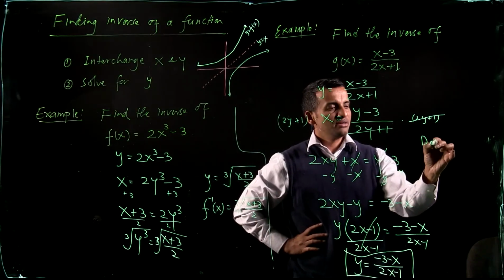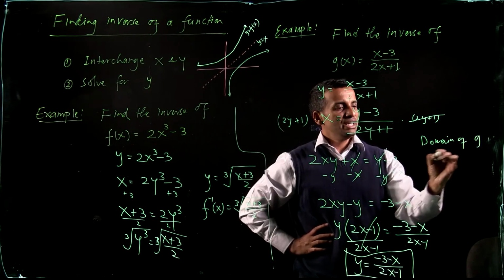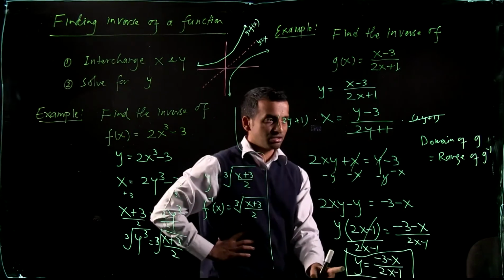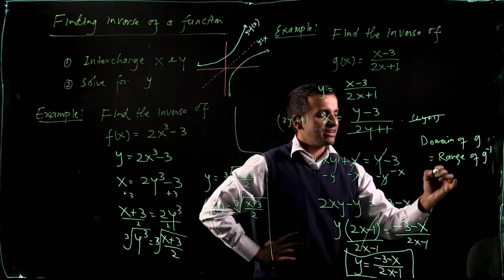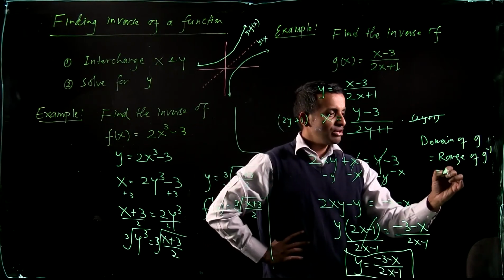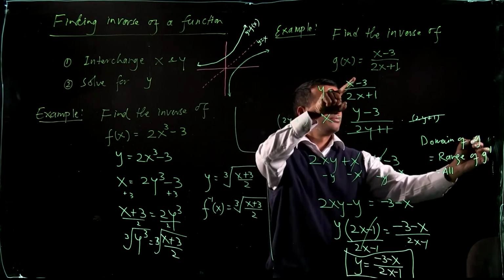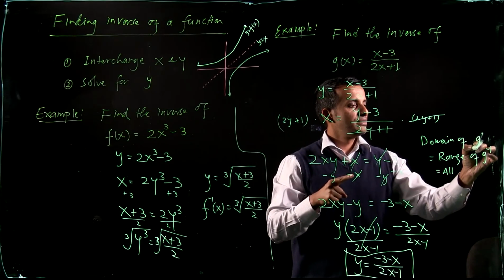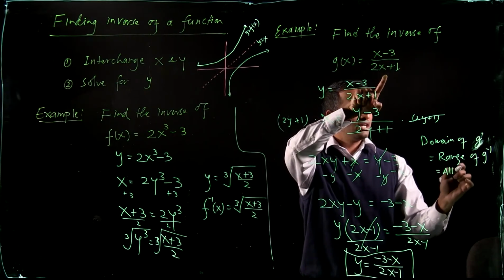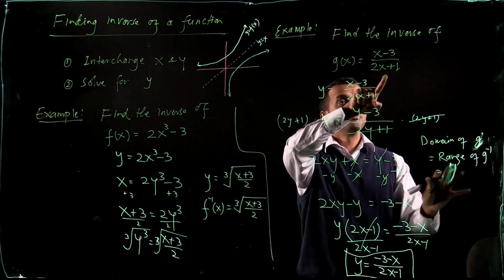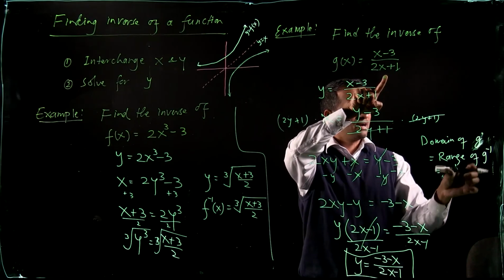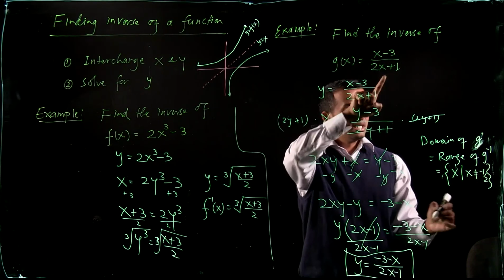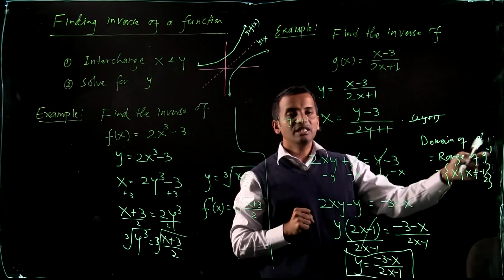So the domain of g is equal to the range of g inverse. This is the g inverse there, right? So how much is that? So domain of g is all real numbers except x equals negative 1/2, right? So how do we write that? x such that x does not equal negative 1/2. That is the domain of g or the range of g inverse.